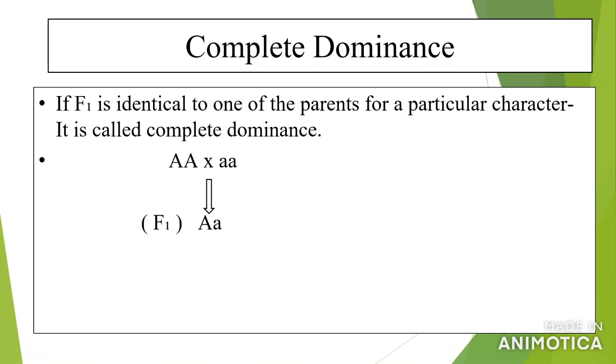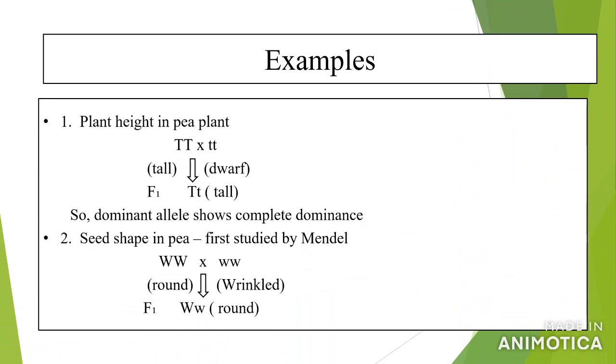Complete dominance. If F1 is identical to one of the parents for a particular character, it is called complete dominance. For example, plant height in pea plant. If tall is crossed with dwarf, then the F1 generation will be tall. So dominant allele shows complete dominance. Seed shape in pea, first studied by Mendel. If round is crossed with wrinkled, F1 will be round.